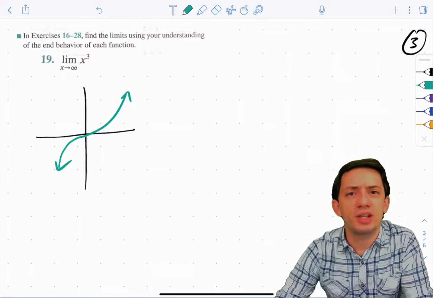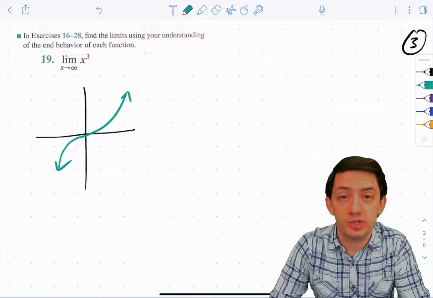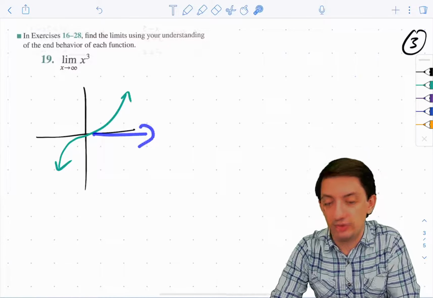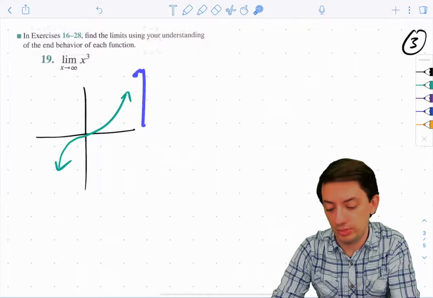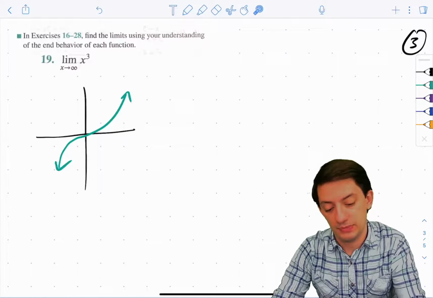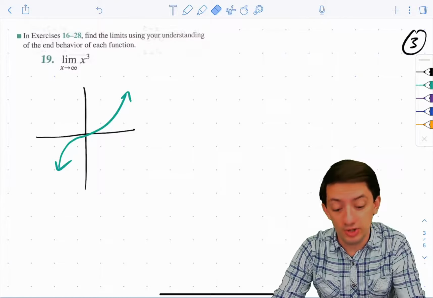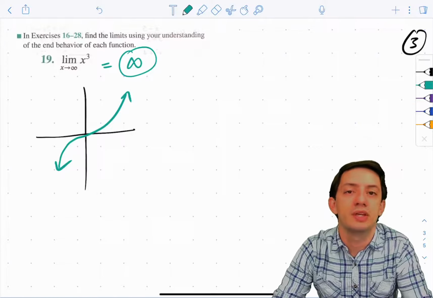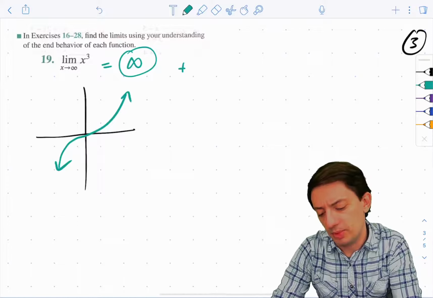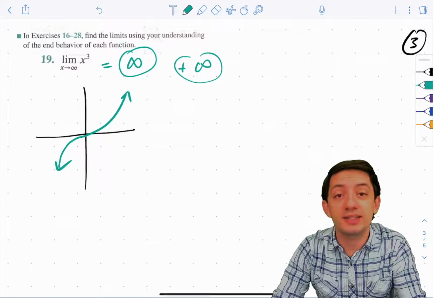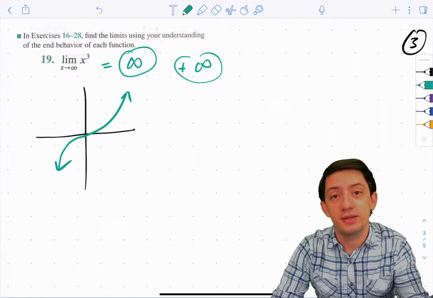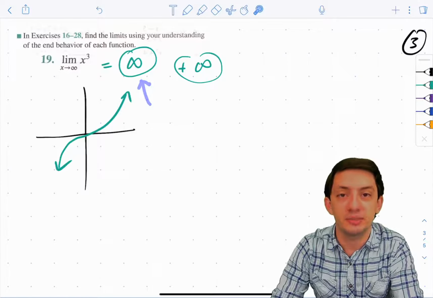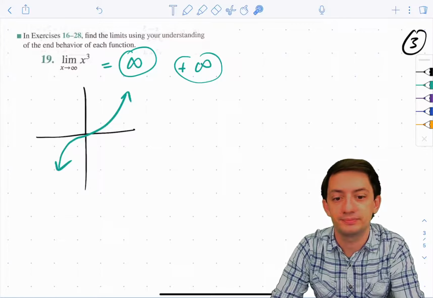And we talked about this a lot in section 1.6 when we talked about powers and polynomials. And as x goes to infinity, the value of x cubed goes off to positive infinity. So once you know what the graph looks like, you know the answer. It's just infinity. Now sometimes you'll see the book write positive infinity. That means the exact same thing. That's just to emphasize the positive one instead of the negative. But if you just write infinity, that implicitly means positive infinity.